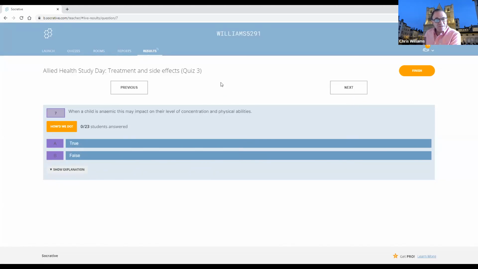When a child is anemic, it may impact their level of concentration. Is that true? Yes, it's something to be mindful of. And sometimes what we would certainly do is we have a kind of rule that if a child has a hemoglobin less than 70, they get some blood cells, some red cells.